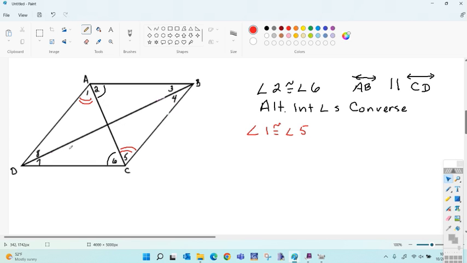Would it be AB and CB? You said AD and CB, yes. AD and CB. Because here it's alternate interior. If this is the transversal and here are our parallel lines, it's alternate interior that way. So again, alternate interior angles converse.